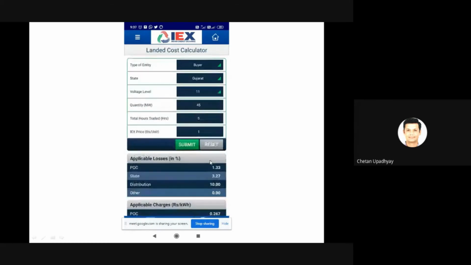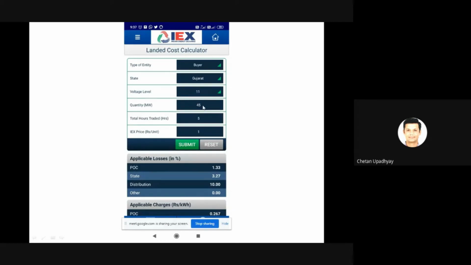Now there is a landed cost calculator also. So basically in this region, buyer Gujarat is there. So voltage level, according to the voltage you can decide. Sometimes the consumers may be at 11 kV, so the system operator decides 11 kV, 132 kV. Sometimes people have 33 kV lines. So based on that, a separate tab is given within the app, which can decide the buyers and the quantity you can put.